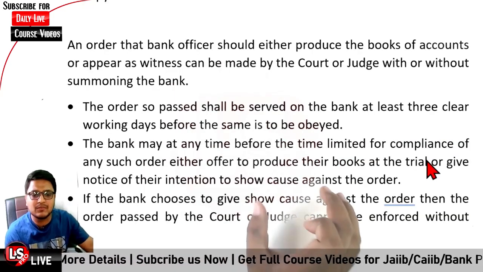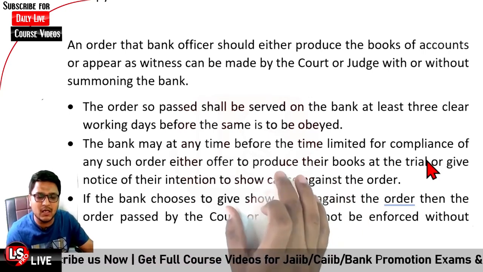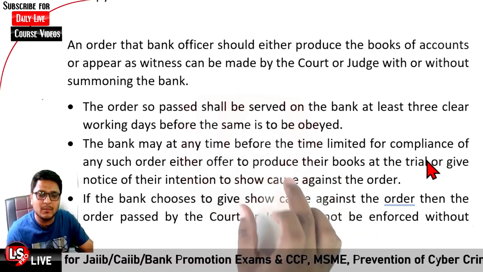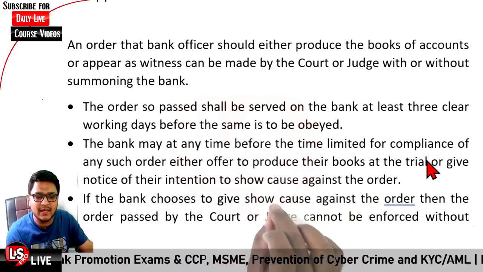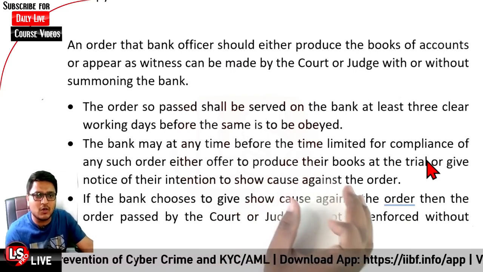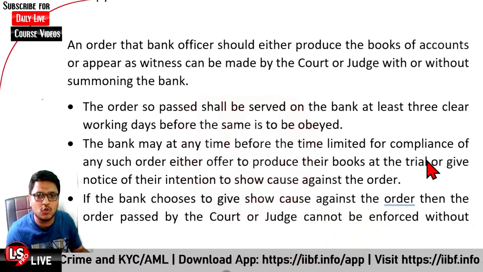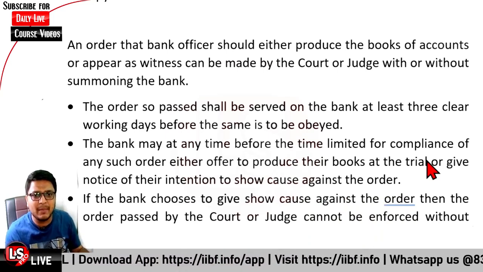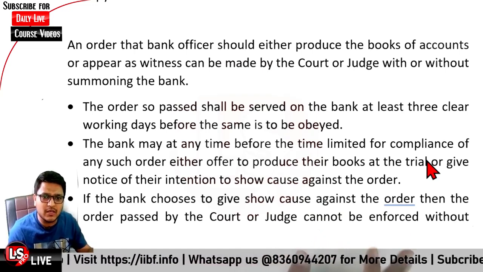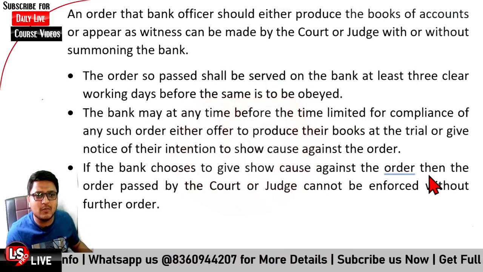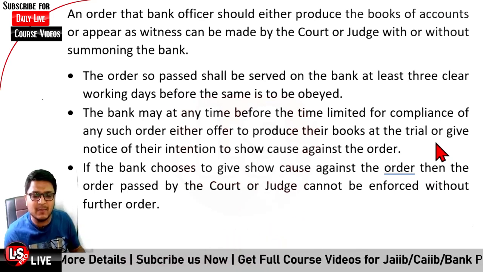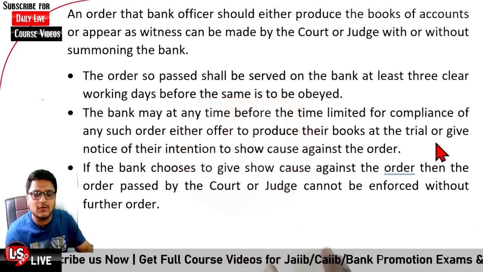Okay, so if the bank wants to produce the books, the bank can. But the bank can also raise an objection against the court order or judge order, to show cause against the order. And in case the bank chooses to show cause against the order, then the order passed by the court or judge cannot be enforced without further order.